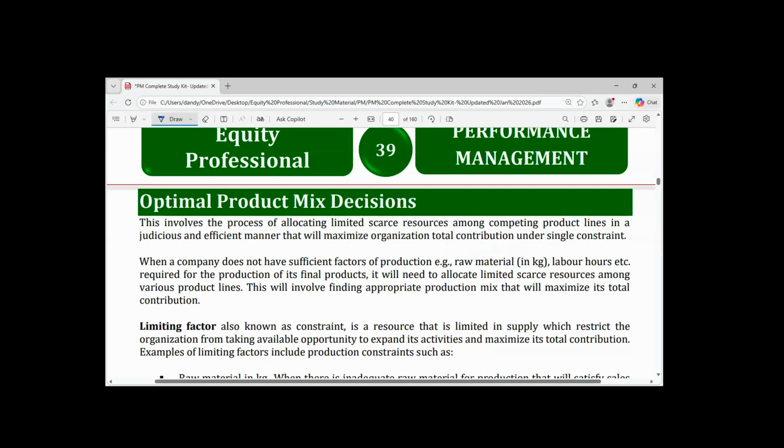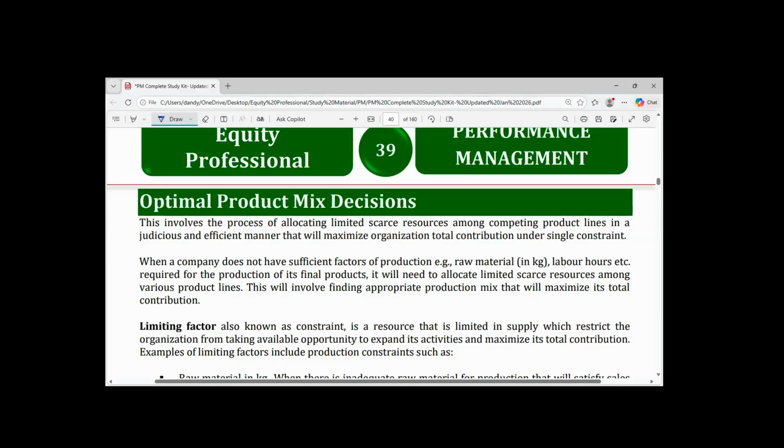Now, we said that optimal production mix, or linear programming, arises as a result of insufficient resources. The company does not have enough factors of production. That means there is a constraint, or what we call a limiting factor, or a bottleneck, right? So let's talk about the limiting factor and what types of constraints can arise.